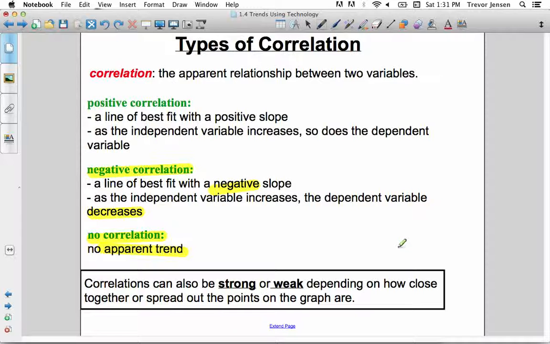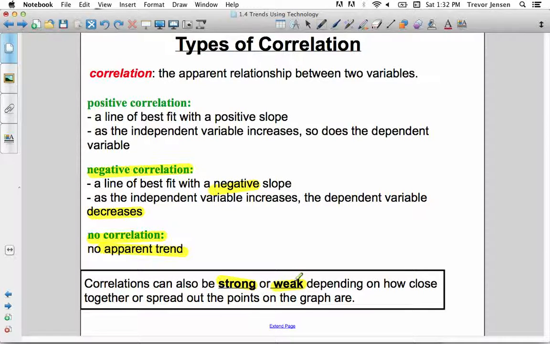Now, not only could correlations be positive or negative, but we could also describe the strength of the correlation. We could describe the strength of the correlation as strong or weak, depending on how close together or spread out the points are on the graph. So keep in mind, we're going to be making scatter plots for two variables. We're going to have an independent variable, our x values, and a dependent variable, our y values. We're going to make a scatter plot with all the values plotted, and we're going to be able to describe the correlation as either positive or negative, and also as either strong or weak.